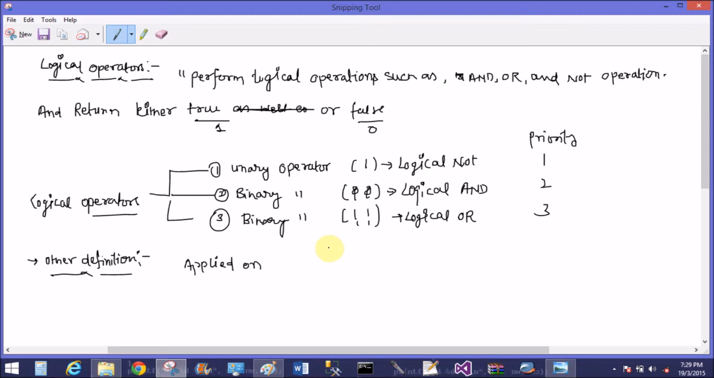Other definition: applied in between relational operators output. The line is too much complicated, but if we take some example on that, you will understand better.